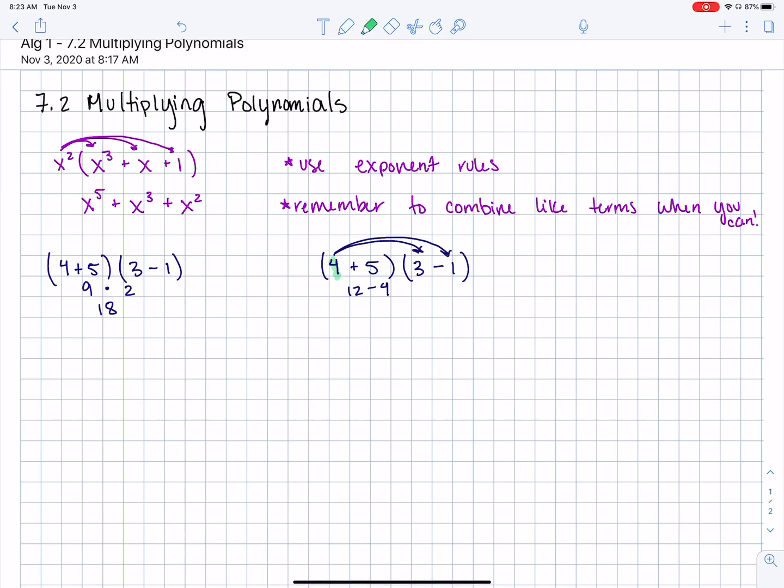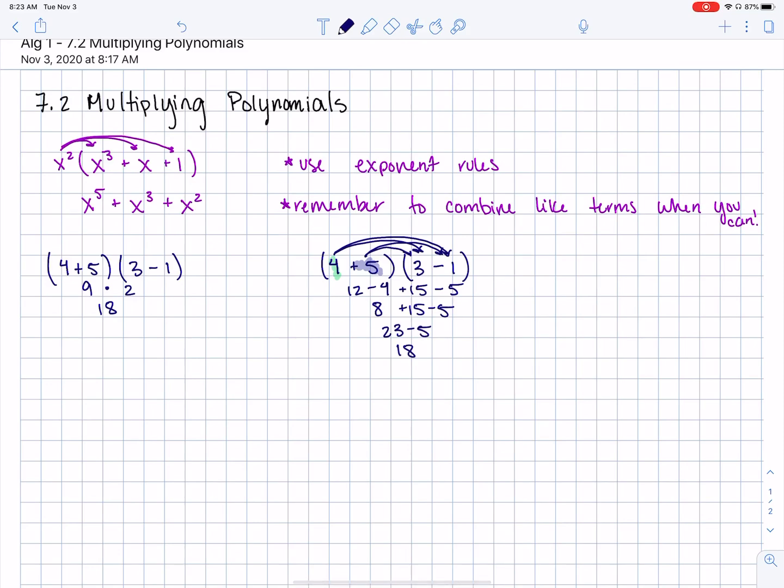Okay, now you distributed once, we're going to have to distribute the second one, positive 5. So 5 times 3, that's plus 15. And then 5 times negative 1, it's negative 5. And now that we distributed all of these terms, we can go ahead and simplify this. So we have 8 plus 15 minus 5. That gives us 23 minus 5. That also gives us the answer of 18.